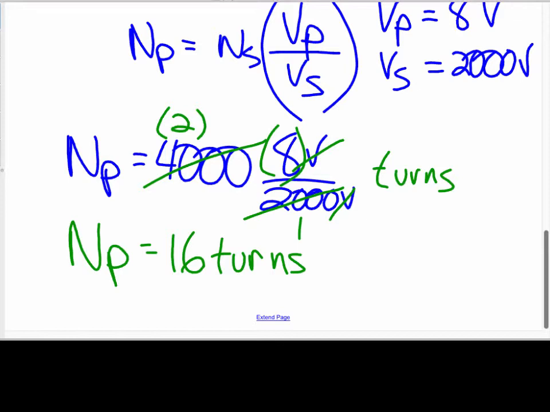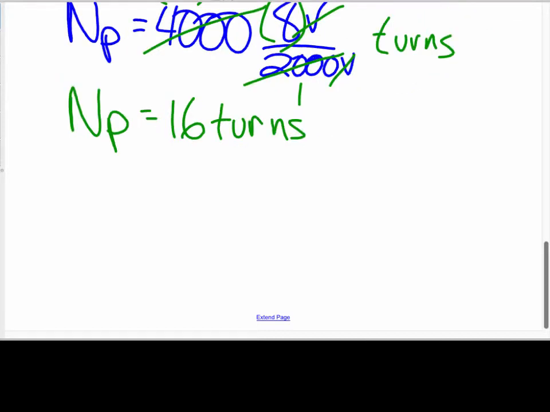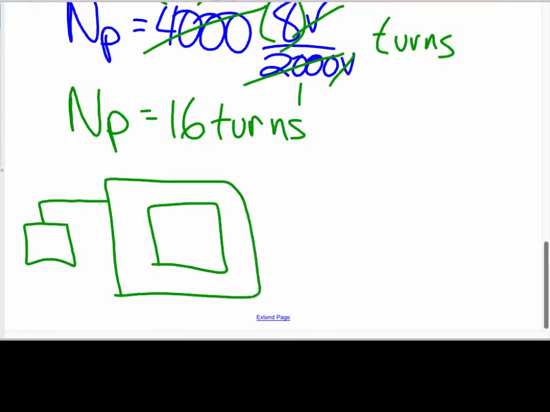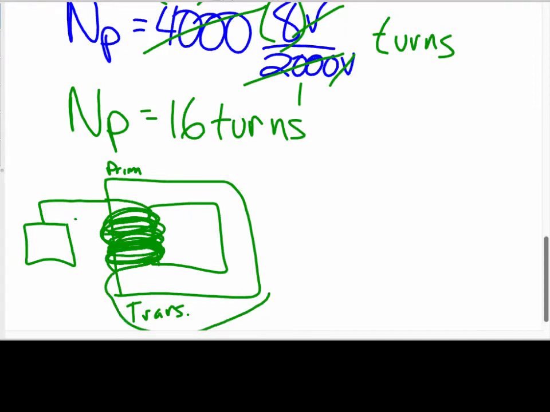Just know that. All right, I'm going to draw a picture so you have an understanding here. I have a voltage source. This is my transformer, and this is my primary here. This has 16 turns: 1, 2, 3, 4, 5, 6, 7, 8, 9, 10, 11, 12, 13, 14, 15, 16. Now this one has 4,000.